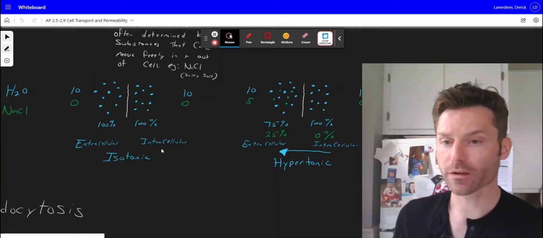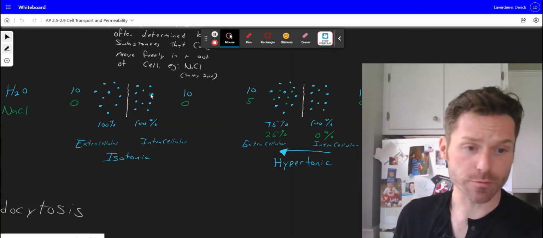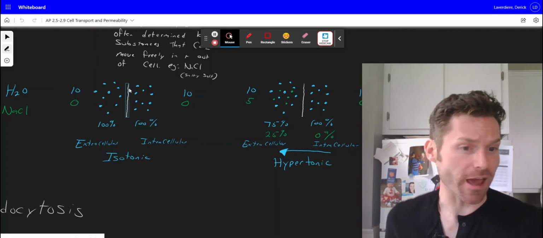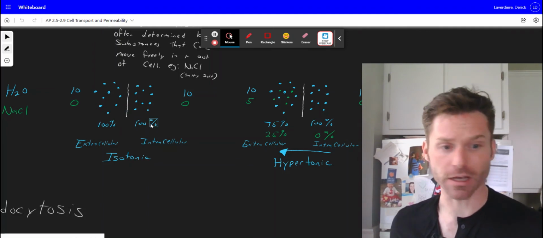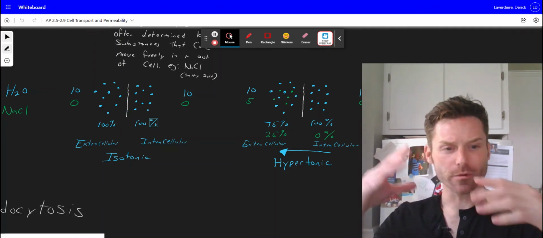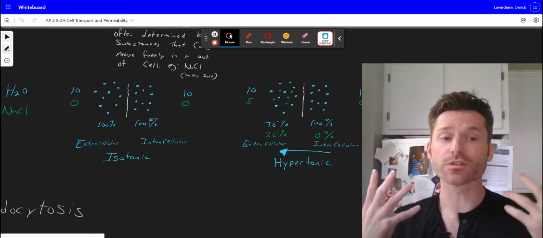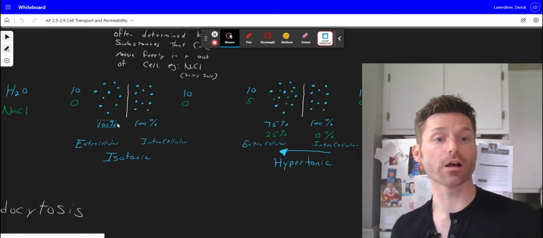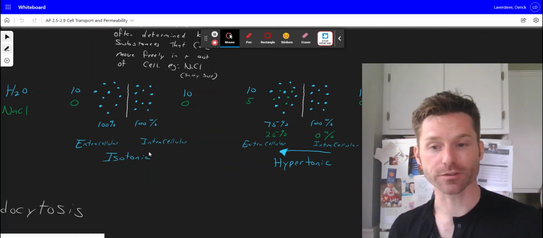And so in my first model, I have 100% water outside the cell and 100% water inside the cell. There's going to be zero net movement of water because it's at equilibrium already. The concentration on this side is 100, the concentration on this side is 100, it's equal, right? So there's water molecules floating in both directions, but at a relatively equal rate, so there's no net movement. This situation where the water concentration is equal on both sides, we call isotonic. There's no net movement either way.